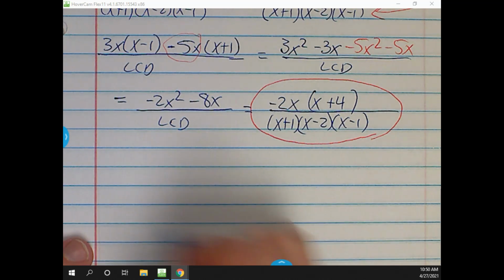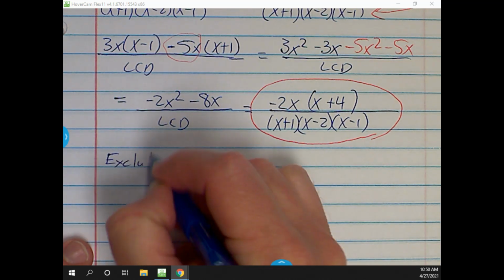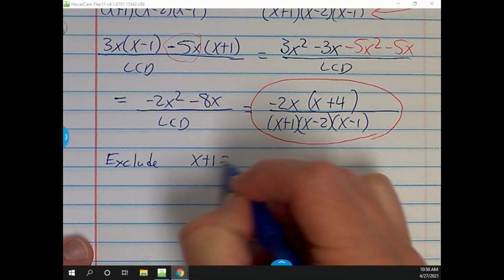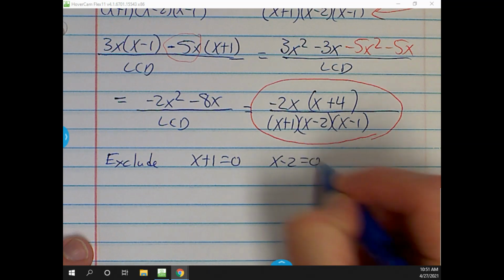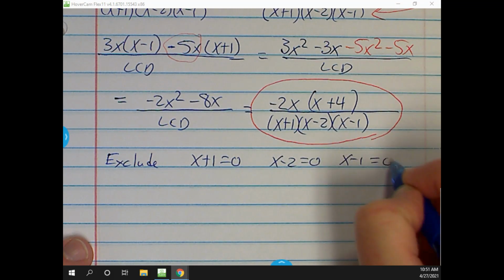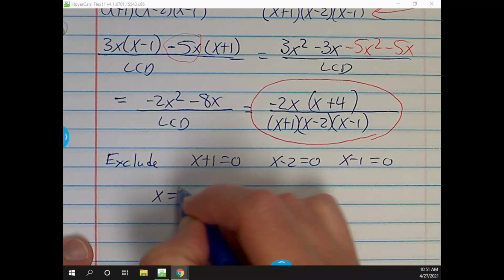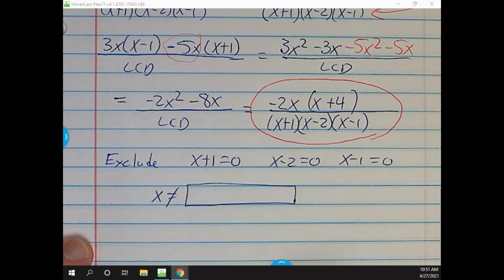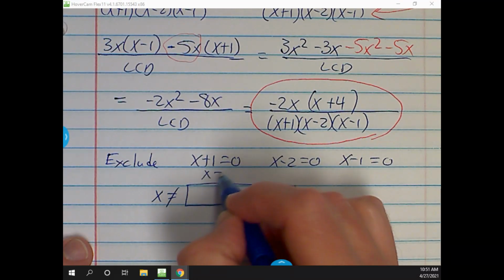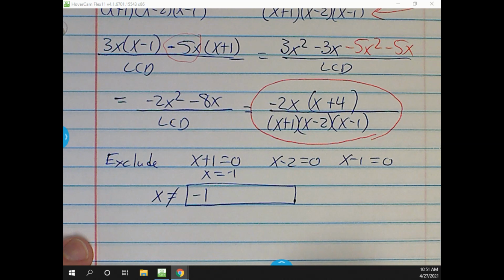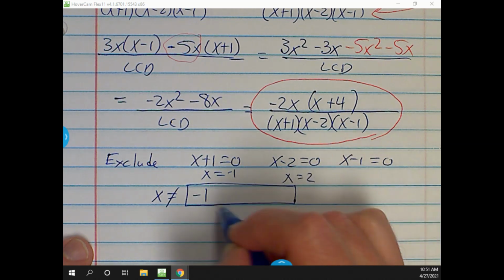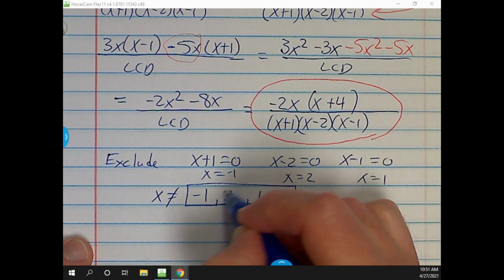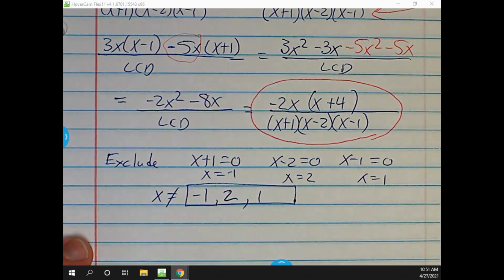And then the last thing we've got to do is exclude whatever makes our least common denominator equal to 0. So that was x plus 1 equal to 0, x minus 2 equal to 0, and x minus 1 equal to 0. They'll probably just give you a box with x not equal to, and then you'll just solve each one of these. So this one, x will be -1. For this one we add 2 to both sides, and for this one we add 1 to both sides. So -1, 2, and 1 would be our excluded values.